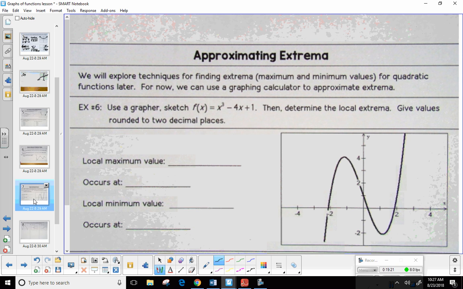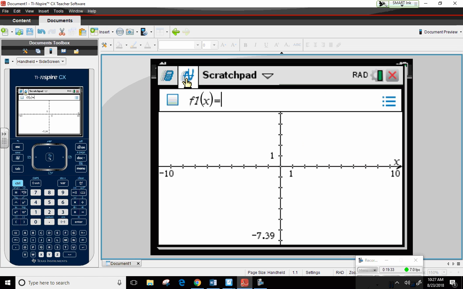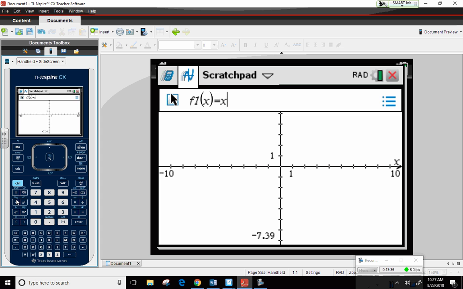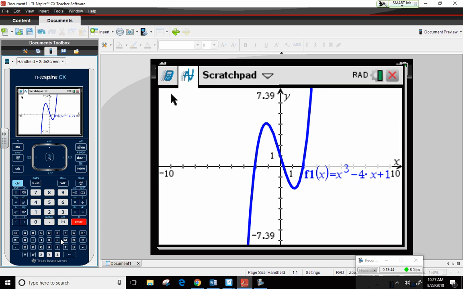So let me go ahead and plug this in the calculator. Let's do this by technology, and you might already have an idea how to do this. X cubed minus 4x plus 1. Okay, so x to the power of 3, minus 4x plus 1. Okay. So there's the actual graph that we have on our paper.